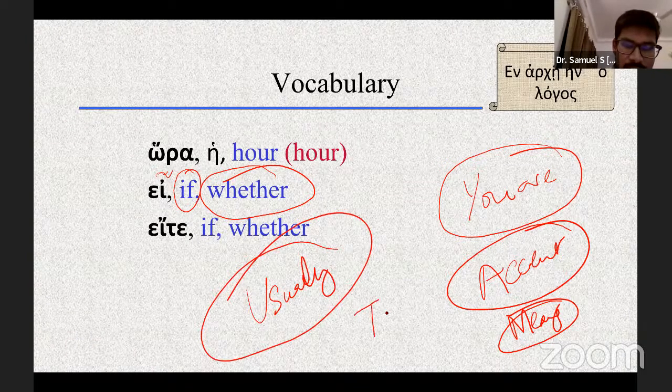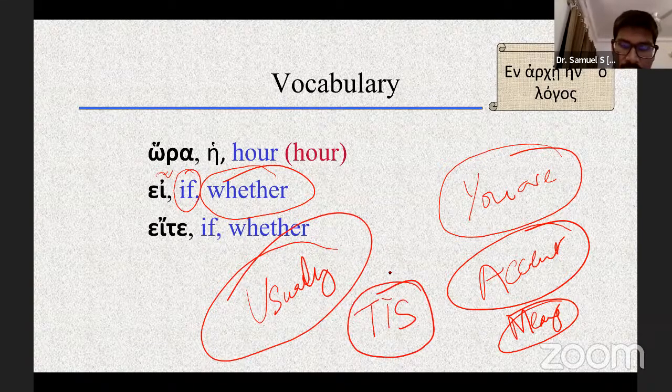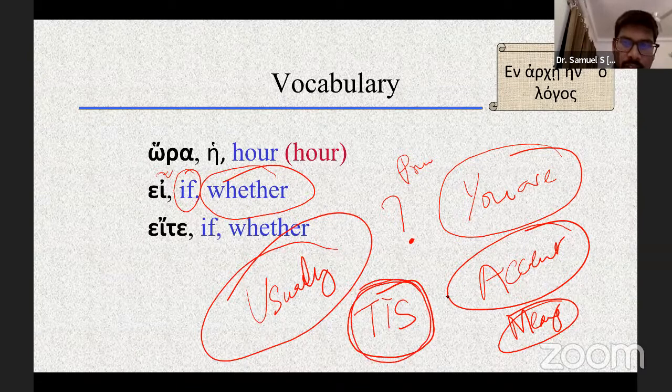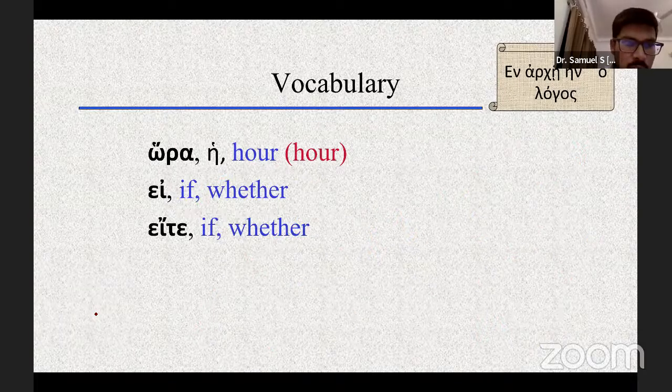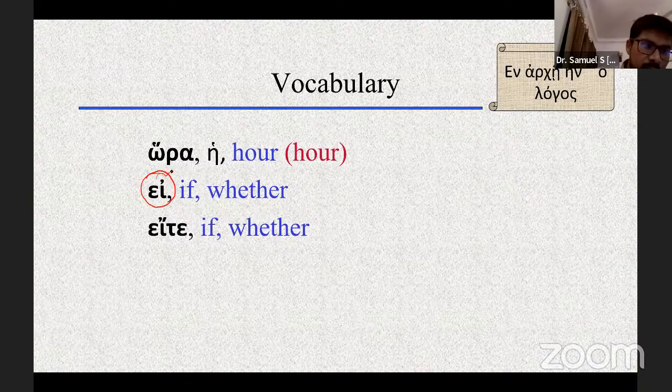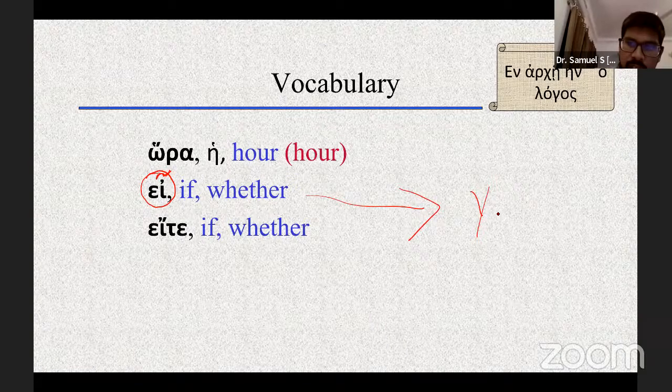And there's another instance with tis, where because of the accent, it is either a question, an interrogative pronoun, or it is an indefinite pronoun. So there are few words like this where accent makes a difference. And if you remember, even at that time, I said, when we come to those words, I will point out. And this is one such word where having the circumflex would change it to a to-be verb, you are.